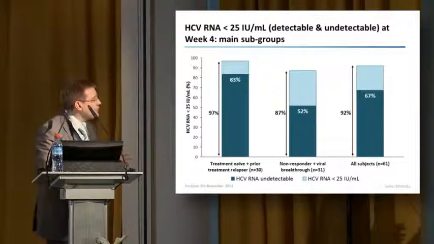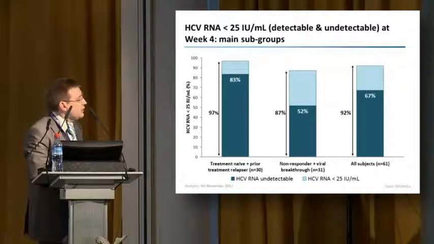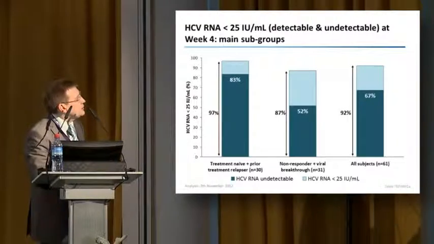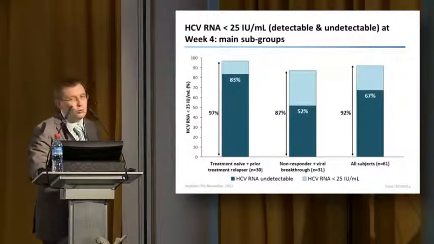How it looks in the figures. This is the first group, treatment naive and treatment relapsers. There were 30 patients, and this is week 4. Combined detectable and undetectable, below 25 international units per mil. And you can see that in 83% HCV RNA was undetectable, and in 90% it was below 25 international units per mil. In a very small proportion of patients it was detectable but below this level.